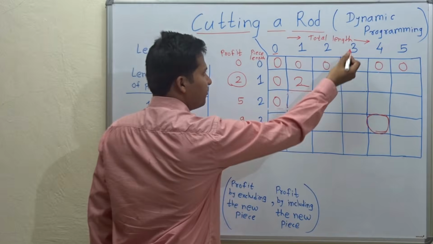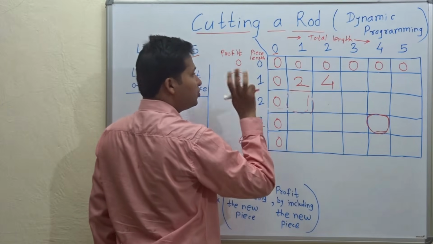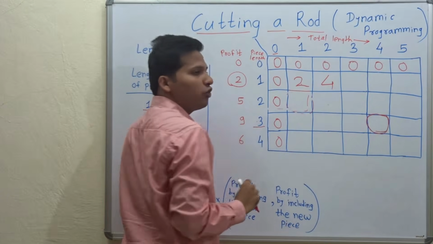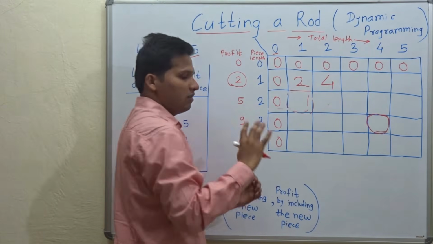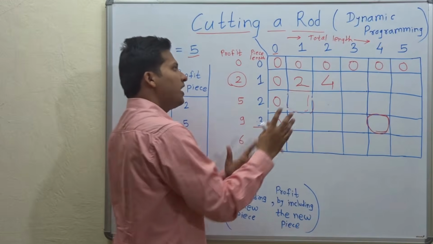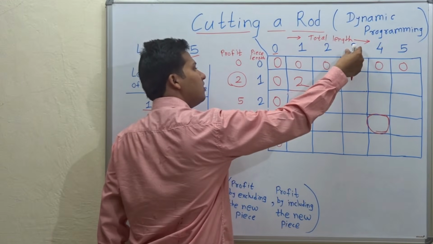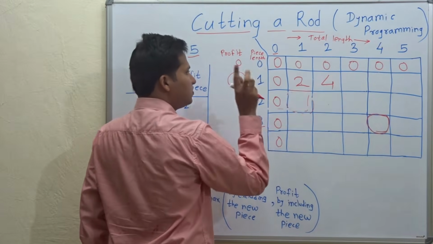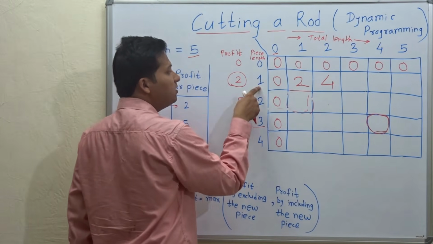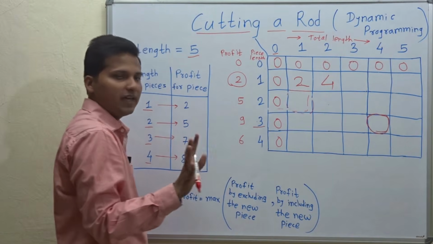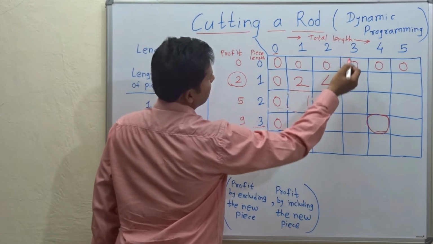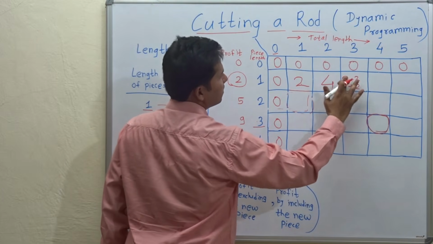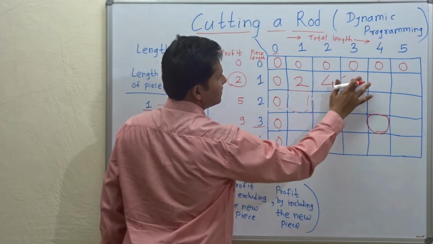Okay. Similarly for 3, you will need 3 pieces of length 1 to make a total length of 3, or in other words you can break the rod of length 3 into 3 pieces of length 1. So the profit will be 2 plus 2 plus 2, that is 6.